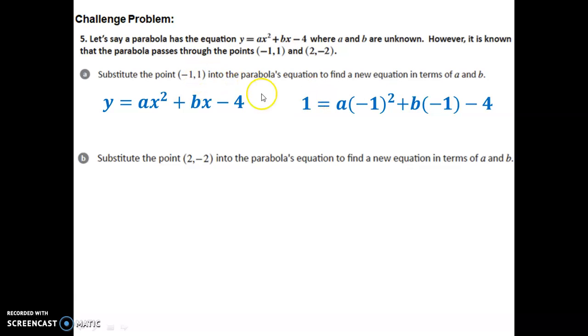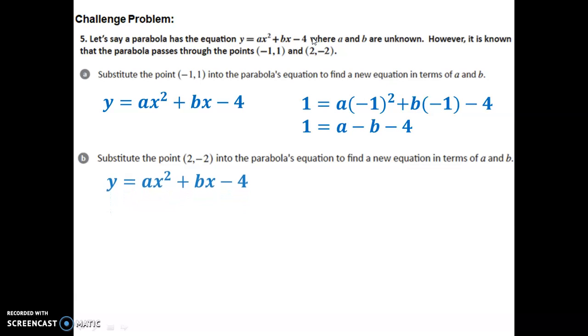So 1 is the y value, -1 is the x value, so -1, -1, the x's. That can be simplified a little bit into 1 and then a minus b minus 4. So we've created an equation with 2 variables. You may remember doing this when we did modeling of a bouncing ball. That activity had us doing this as well. So now we're going to take the other point that was given to us and substitute that into the equation of the parabola as well.